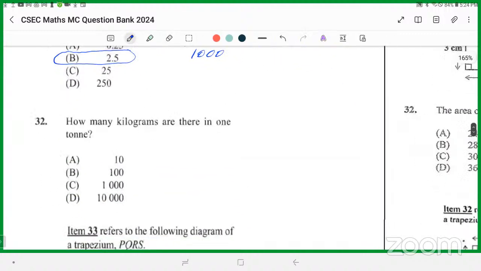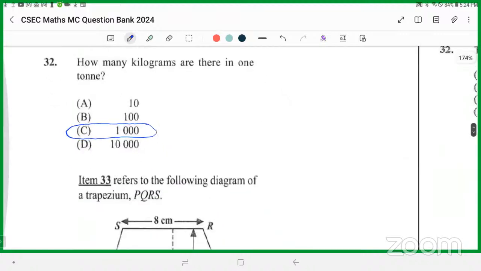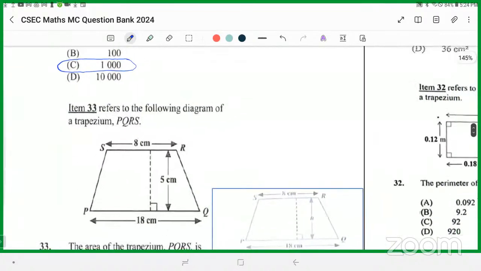How many kilograms are there in 1 ton? Everybody should know this. This is 1,000. 1,000 kilograms make a ton. All right. Then we have some trapezium questions.